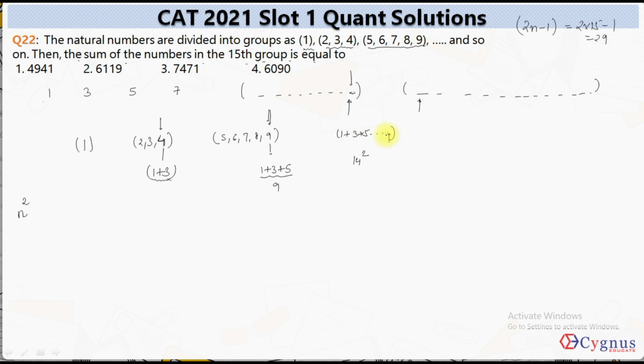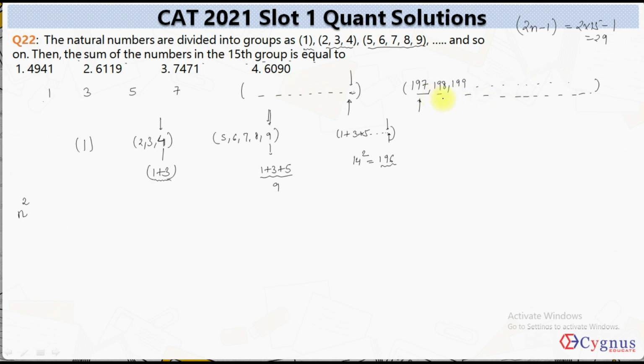Last number क्या होगा? मुझे ये चेक करना है. इसका last number होगा 196. Is it clear? Yes or no? This was the sum of the first three odd numbers. So this must be the sum of the first 14 odd numbers. 14 odd numbers means 196. So definitely the 15th group will start from 197 onwards. 197, 198, 199 and so on.